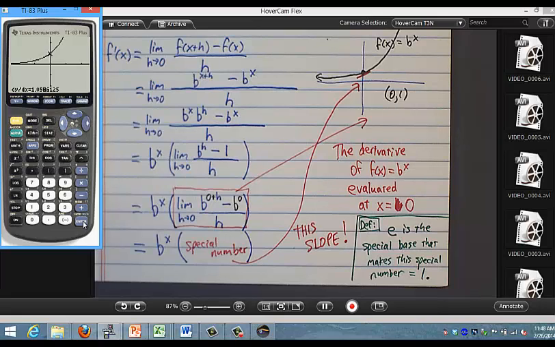Do you guys think it's closer to 2 or closer to 3? 3. Why do you think it's closer to 3? Because we're closer to 1. Yeah, we're getting closer to 1 here. So maybe next what I should do is try 2.75 to the x power. Graph it. What do you think? Does that slope look like 1?